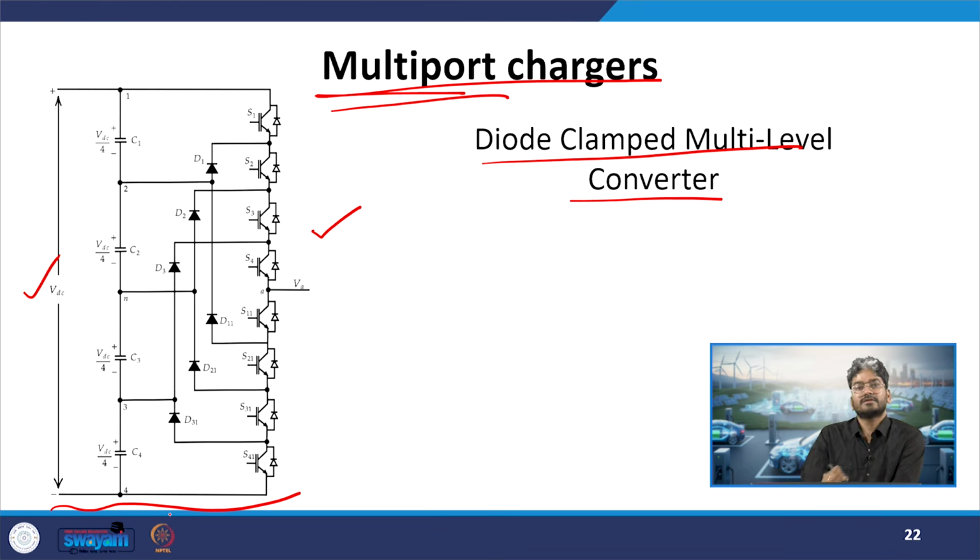The first example of a multi-level converter is shown over here, that is, the diode clamped multi-level converter. Why is it called diode clamped? If you see, these points have their voltages fixed by using diodes. That is why the name is diode clamped multi-level converters.